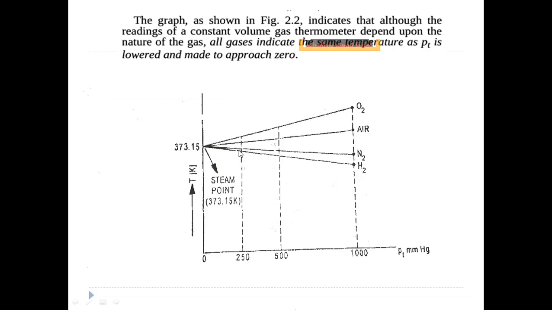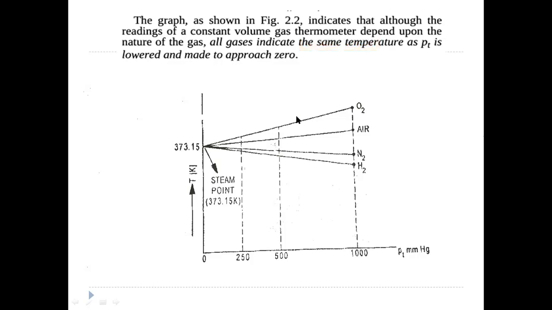If you repeat the same experiment by taking another gas in the same bulb, say oxygen, then for oxygen at a pressure of 1000 mm of Hg, this is the point. For the same oxygen, if we reduce the pressure to 500, automatically the temperature decreases. Similarly, if you repeat the same experiment for 250 pressure also, we will get this point. If you join all the points, this is the line. In the same way, if you repeat the experiment for different gases, that means oxygen, air, nitrogen, and hydrogen, these are the plots here.